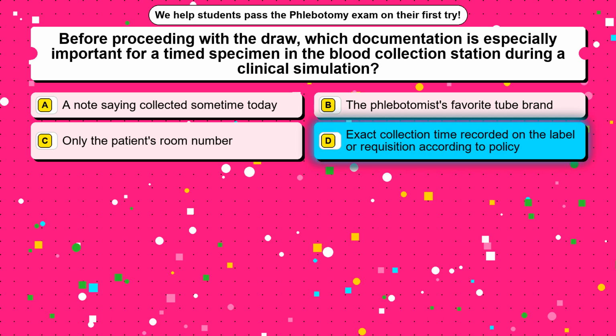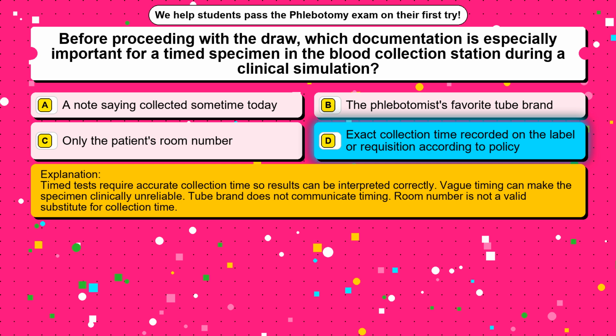The correct answer is option D. Exact collection time recorded on the label or requisition according to policy. Timed tests require accurate collection time so results can be interpreted correctly. Vague timing can make the specimen clinically unreliable. Tube brand does not communicate timing. Room number is not a valid substitute for collection time.